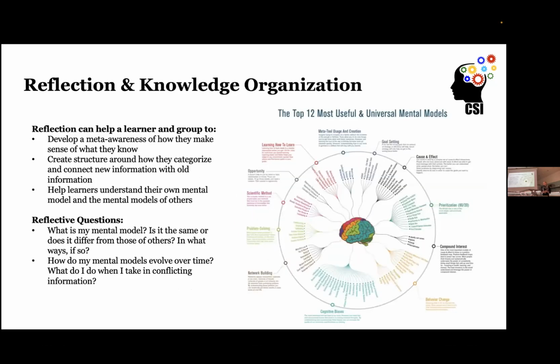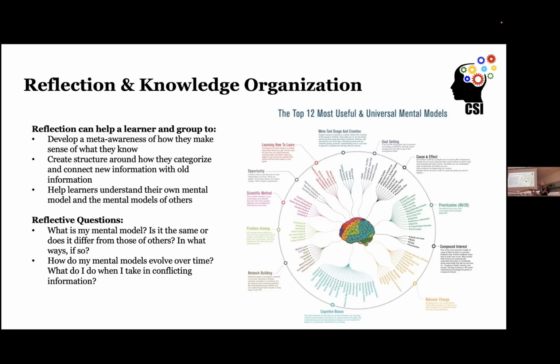So knowledge organization is kind of going to the next step of that. So you might understand a topic, a series of topics. How do you fit those different pieces of information together? How do you organize them once you acquire new information as well? So reflection can help us create a meta-awareness of how we make sense of what we know. It can help us create structure around how we categorize different types of information, how we translate them between different categories, how we view them emotionally as well.